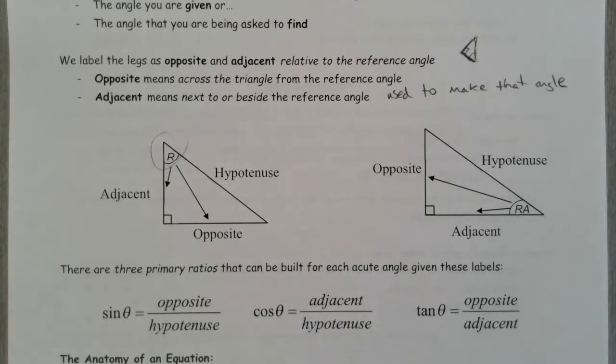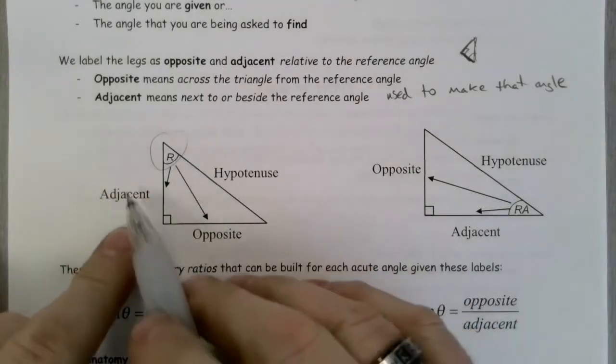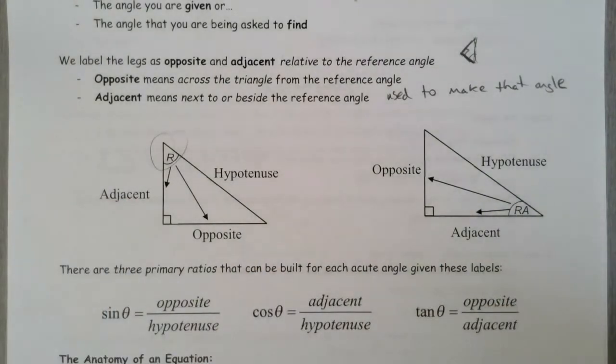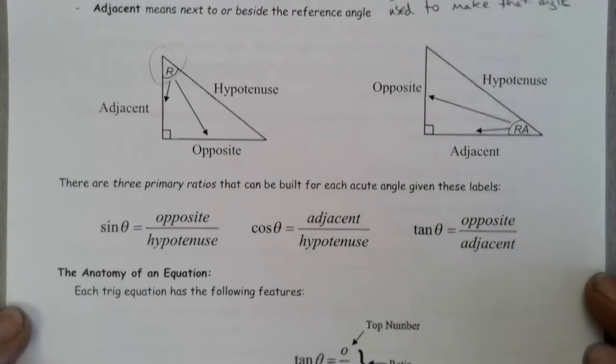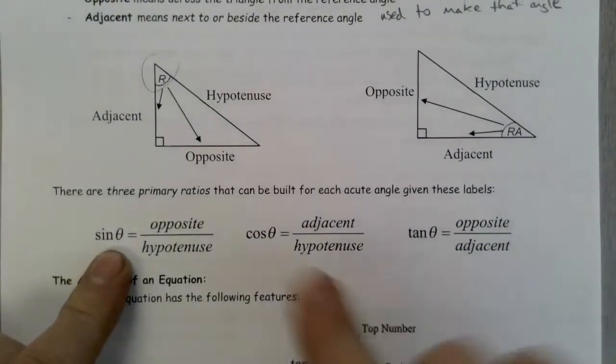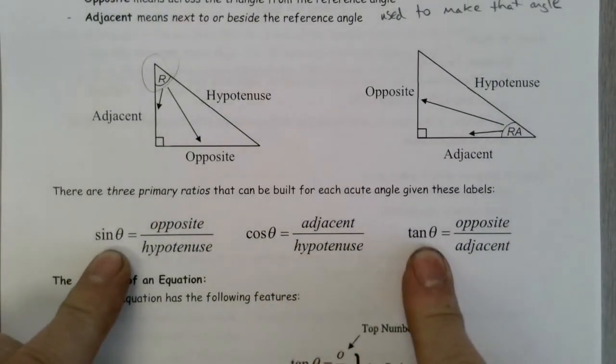Okay? Now, because our labeling changes depending on which angle we're interested in, when we start to talk about the different ratios, we need to specify what the angle is when we write out that ratio, or else I don't know where my opposite is, where my adjacent is, how this relationship fits into the actual work here. So we have three primary trig ratios that we use: sine, cosine, and tangent.